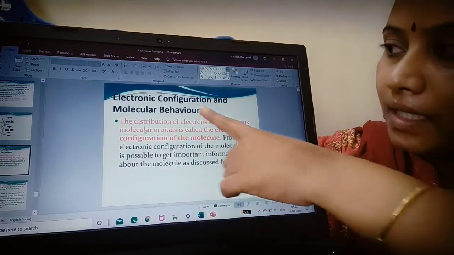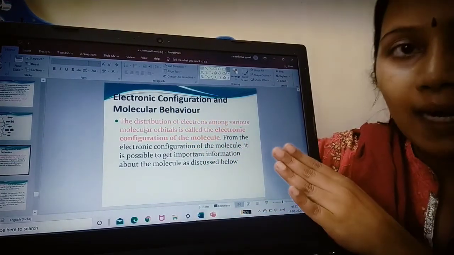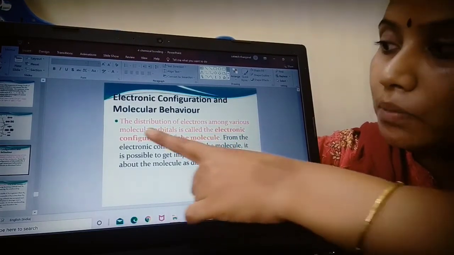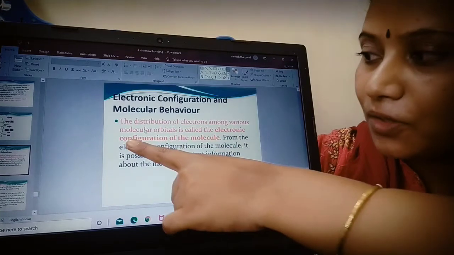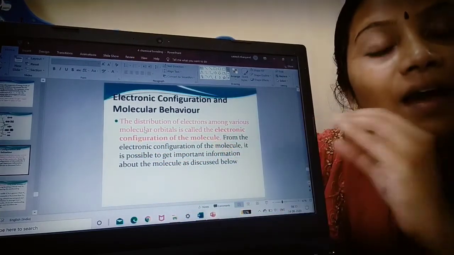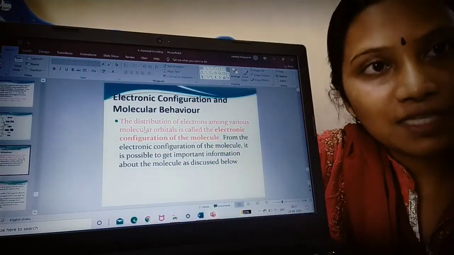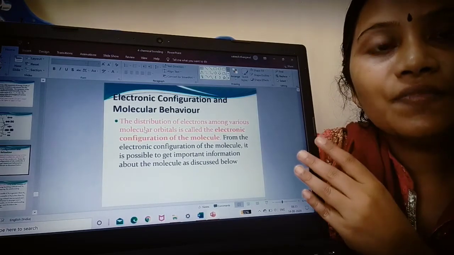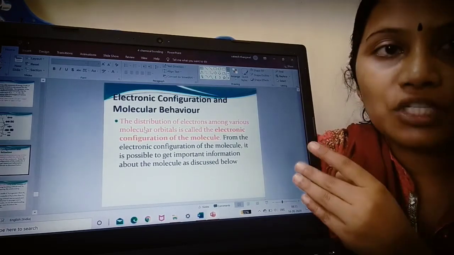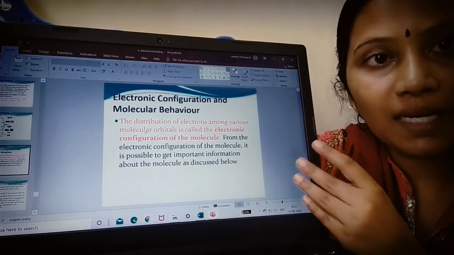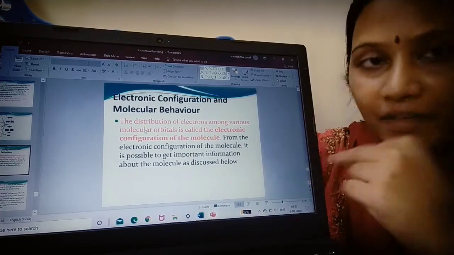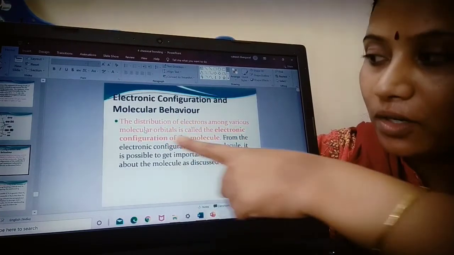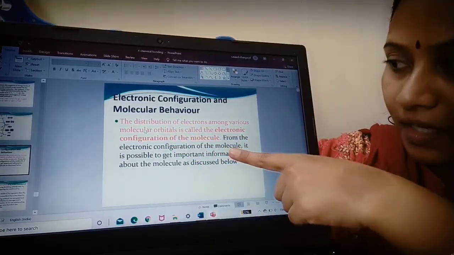Now, this is your electronic configuration and molecular behavior. The distribution of electrons among the molecular orbitals is called the electronic configuration of the molecule, that is, how electrons are distributed in different subshells. That is what we saw as the definition in the third chapter. Since we are dealing in depth with atomic orbitals and molecular orbitals in the fourth chapter, the definition is refined: distribution of electrons among molecular orbitals is called electronic configuration.